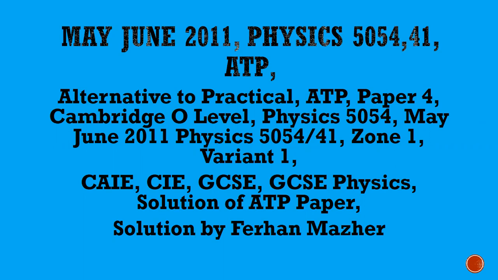This is Cambridge O Levels Physics, and today we have set our hearts to solve a paper 4. This paper is called Alternative to Practical. We also call it ATP. Today we have selected the May-June 2011 4-1 paper. This paper belongs to zone 1 or variant 1. In this video, you will find the solution of this ATP paper.